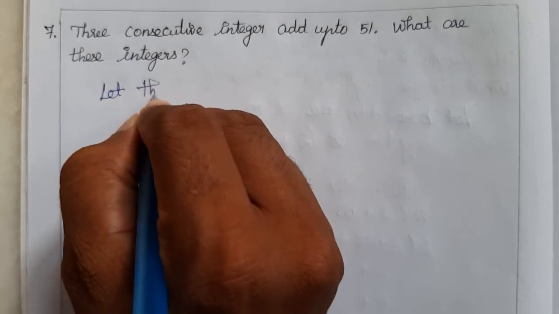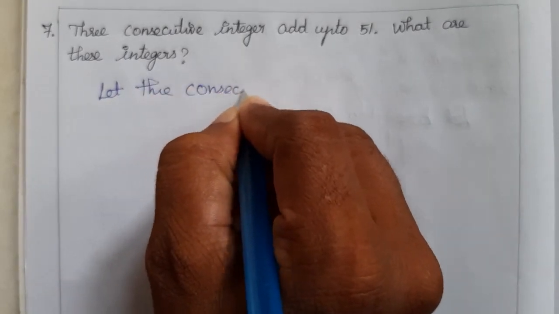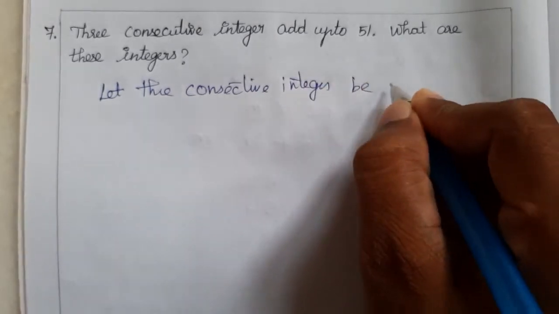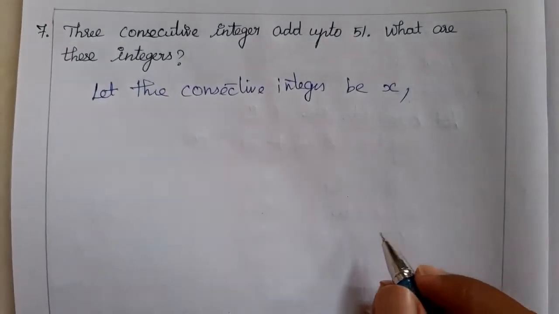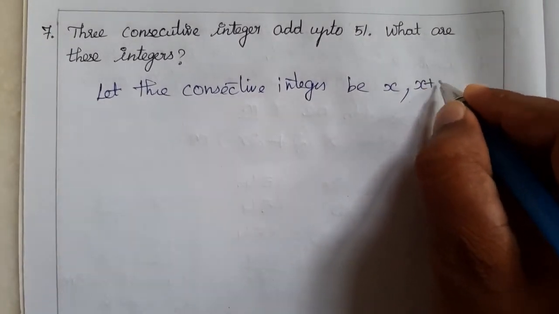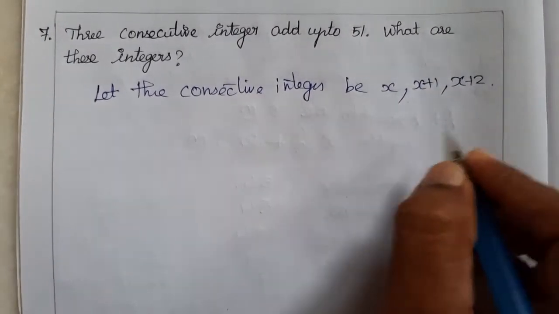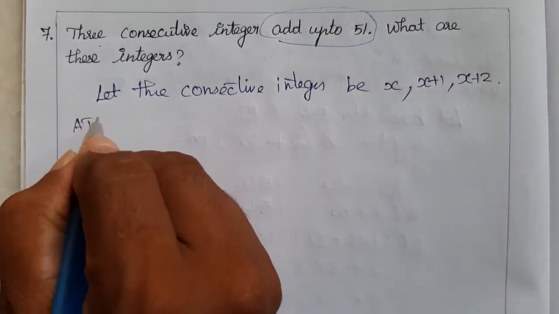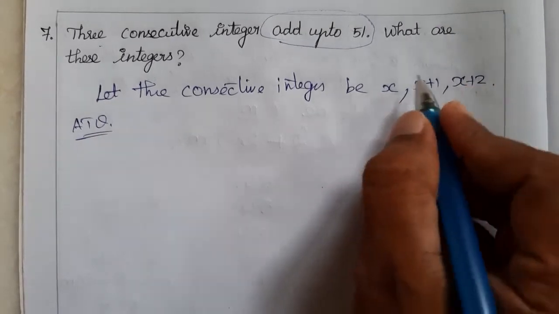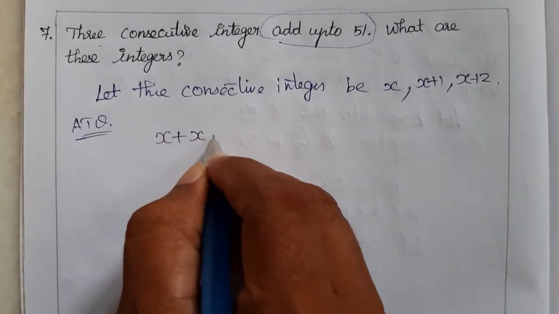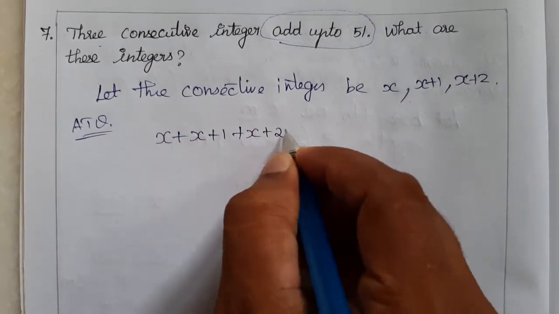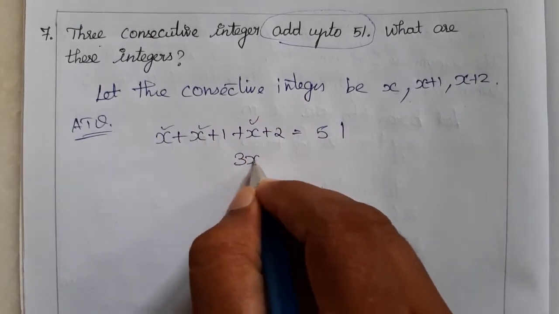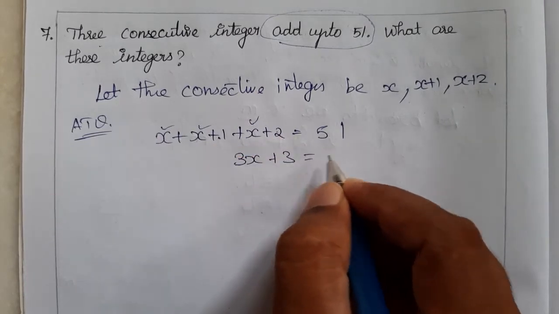Let the 3 consecutive integers be: the first I will consider as x, then what will be the next one? The next is plus 1, so x plus 1 and x plus 2. According to the question they add up to 51. So x plus x plus 1 plus x plus 2 is equal to 51. So x plus x plus x we will get 3x, plus 2 plus 1 is 3, is equal to 51.